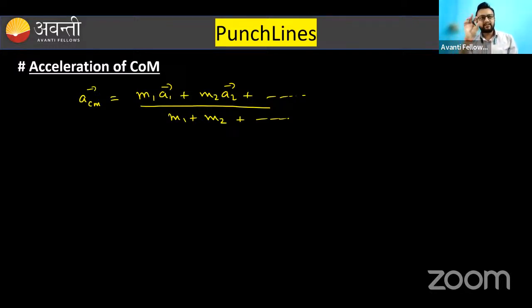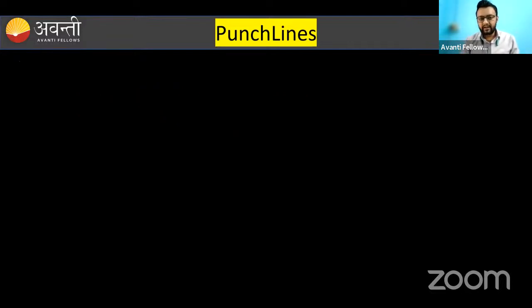There are 10 particles. 10 particles will have one center of mass. Each particle may have different acceleration, but the center of mass will have a single acceleration that is denoted by ACM. Now, these are the basic things. I have mentioned them as punchlines. Now moving ahead, I am going to describe some other punchlines.